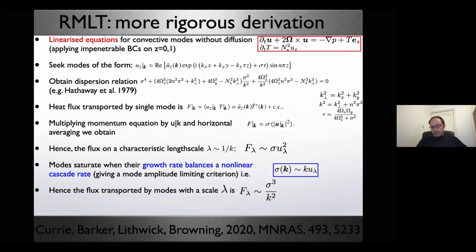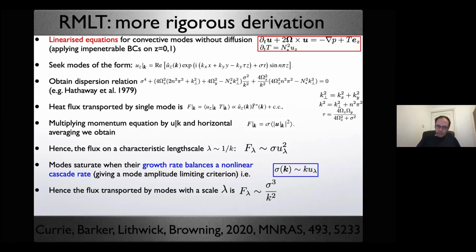And we're going to use that to construct a theory. We also use the argument that we relate the growth rate of a convective mode to its nonlinear cascade rate to determine the amplitude of a mode. So the idea is if a mode has a larger amplitude, then the nonlinear cascade rate will be larger. And so to get a mode in steady state, we need this balance to hold, essentially. So this is going to limit the amplitudes of modes.